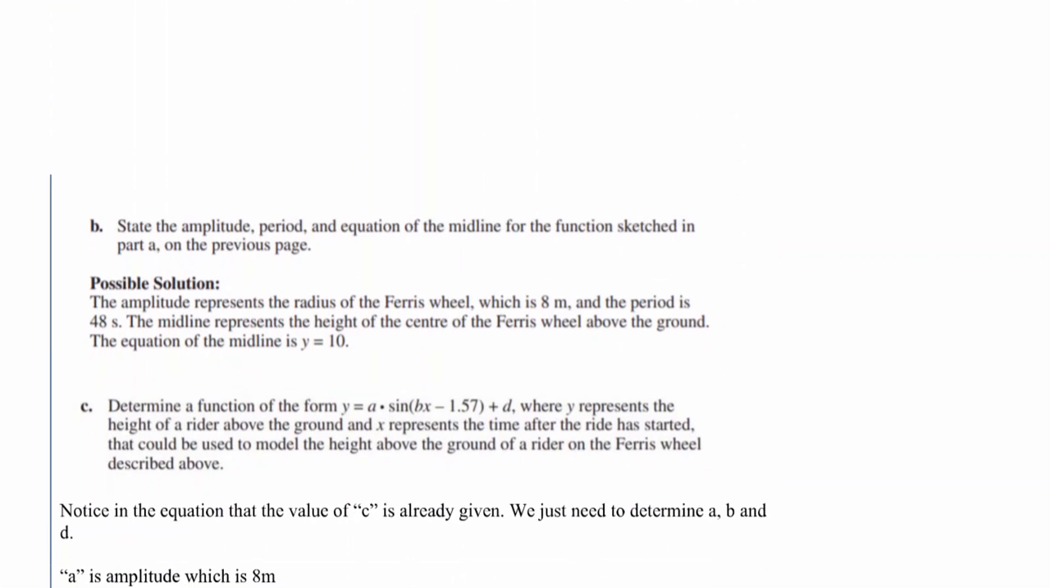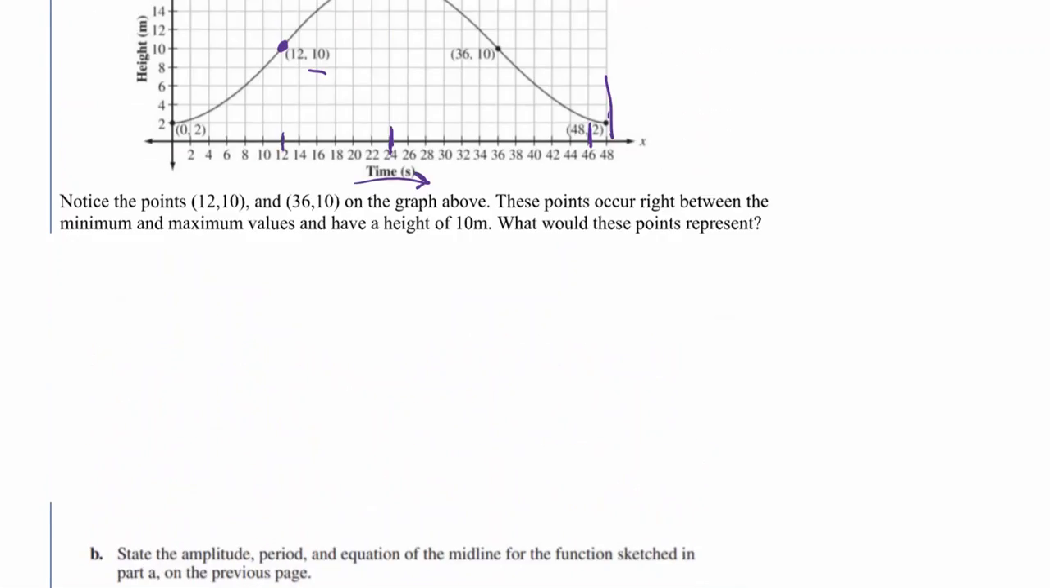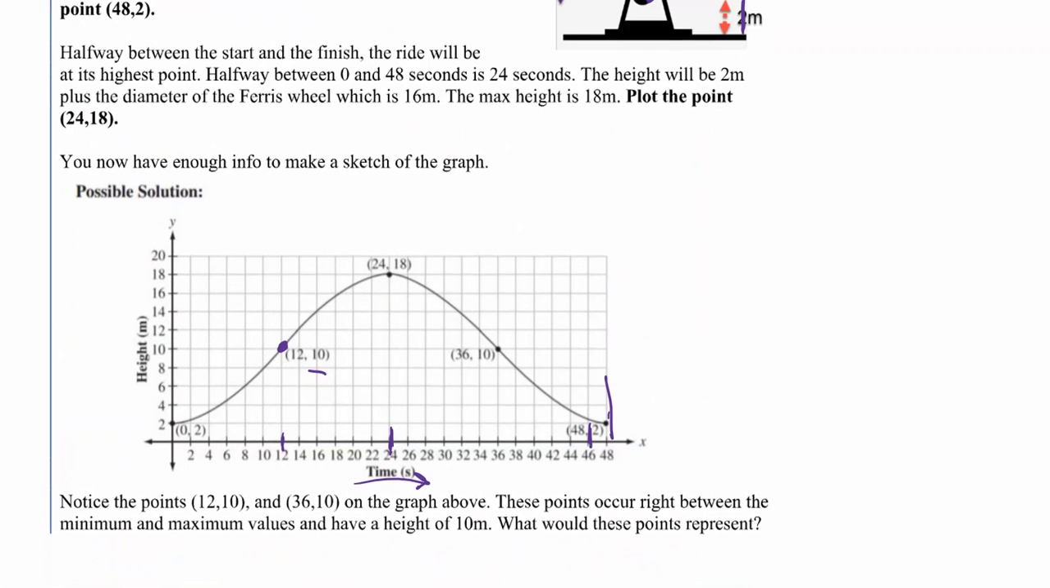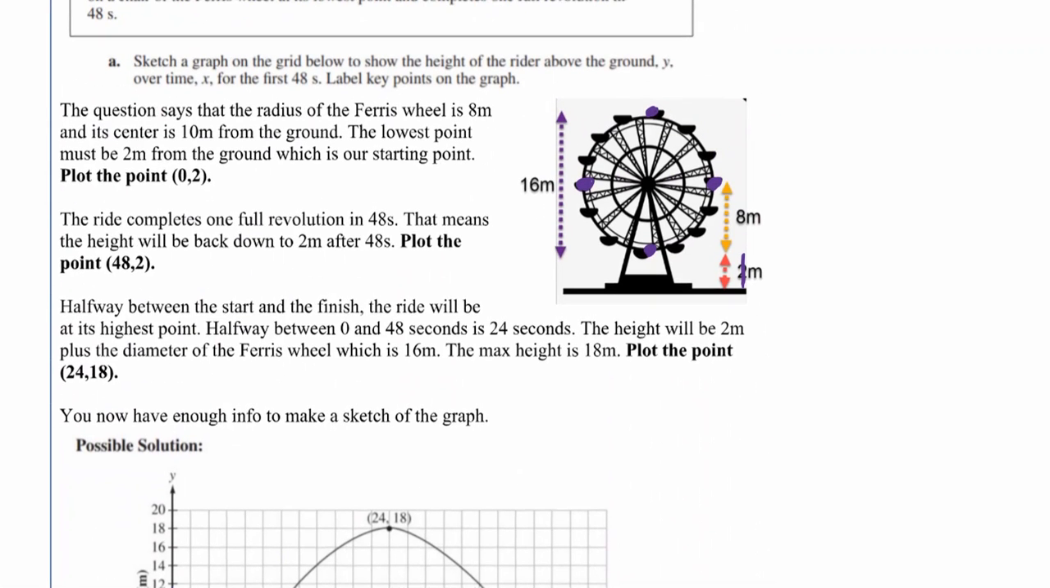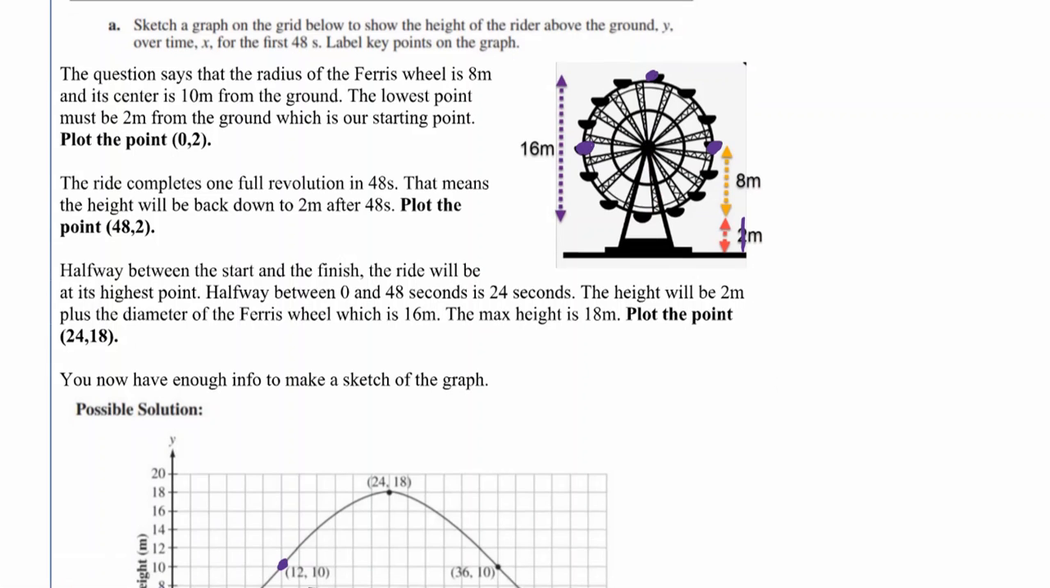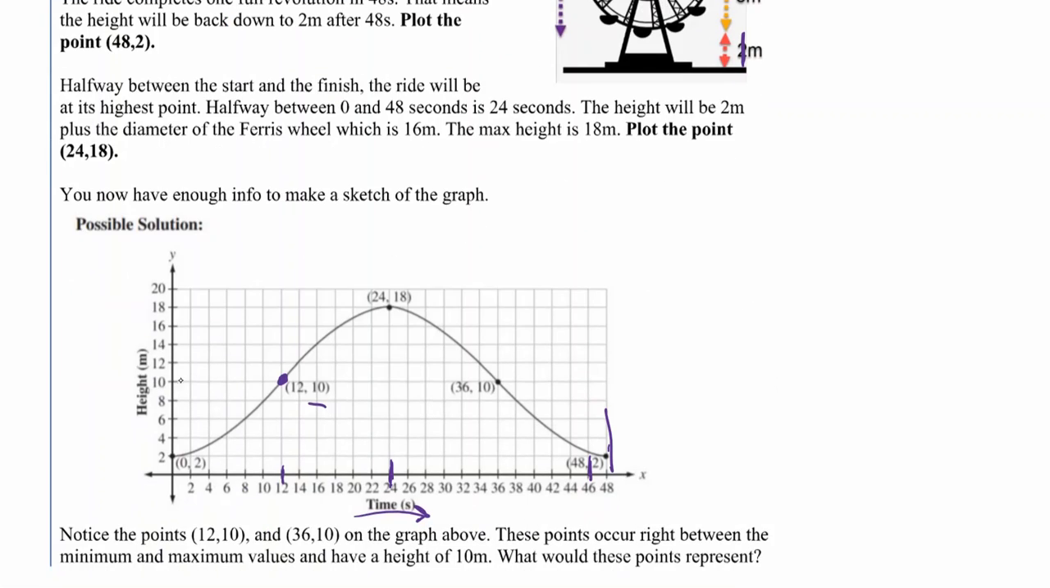Now it says state the amplitude, period, and equation of the midline for this function. All right, so let's do the amplitude first. Well, I could actually see this right from my graph, couldn't I? The amplitude would end up just being the radius of our circle. It's always going to be the radius of our circle if we get a Ferris wheel or anything else, right? Because think about it this way too, if we graph this, we'll do the midline now too, the line that cuts this thing in half.